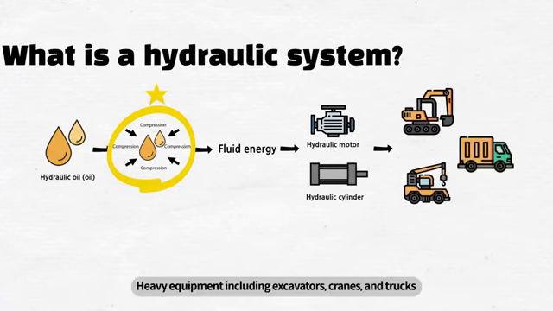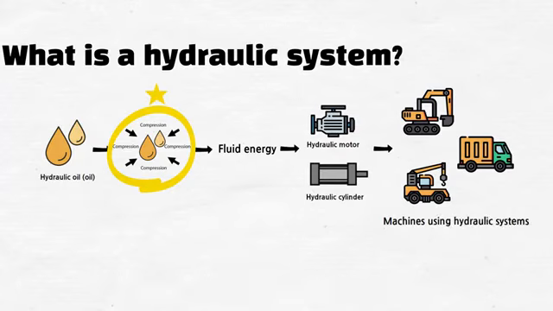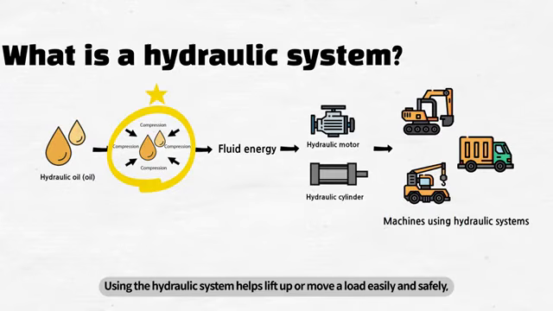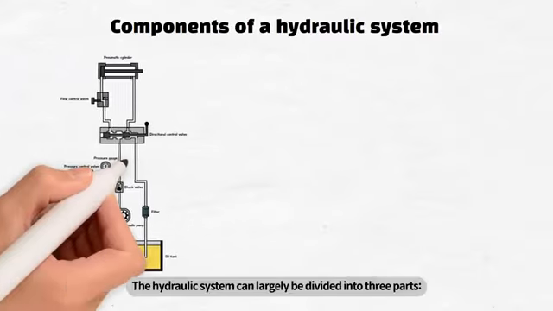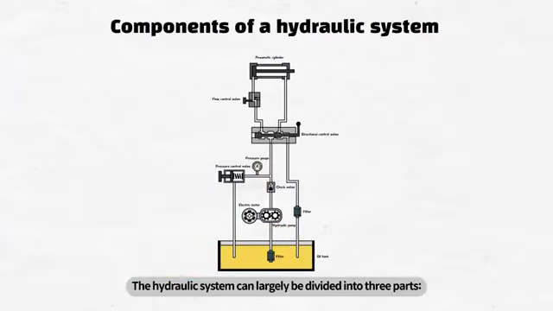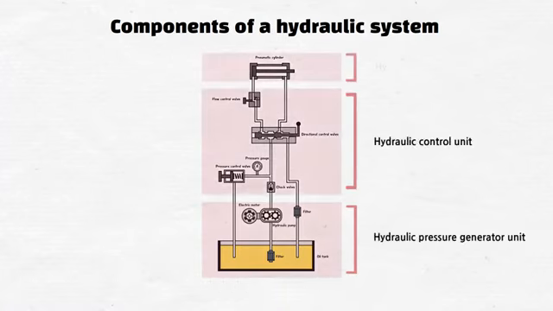Heavy equipment, including excavators, cranes, and trucks, are typical machines that use hydraulic systems. Using the hydraulic system helps lift up or move a load easily and safely, which can be controlled precisely as well. Let me go through the units consisting of the hydraulic system. The hydraulic system can largely be divided into three parts: a hydraulic generator, hydraulic controller, and hydraulic drive unit.